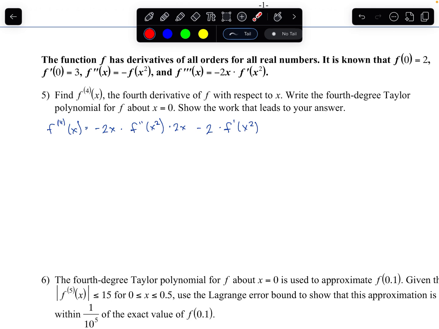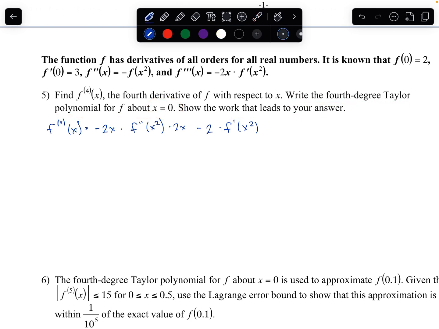So let me double check though. The first times the derivative of the second, plus the derivative of the first times the second. I think I'm good. Write the fourth degree Taylor polynomial about x equals 0.